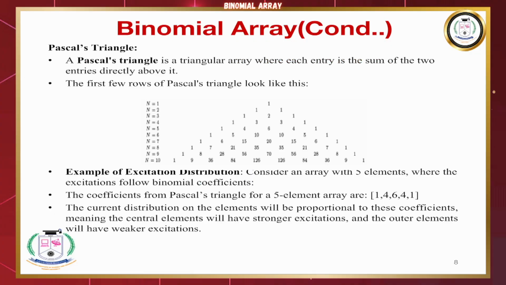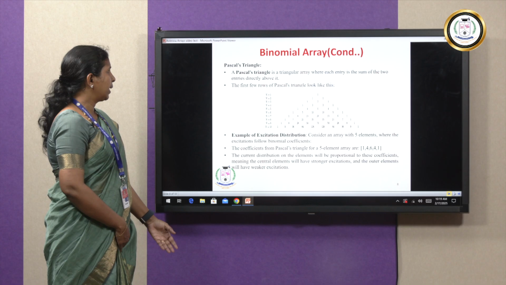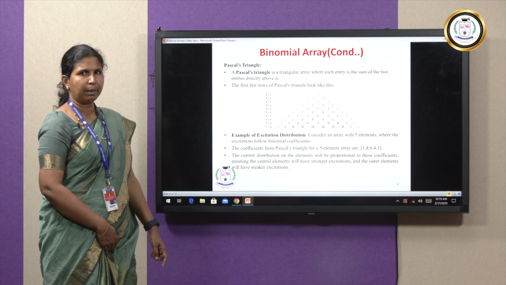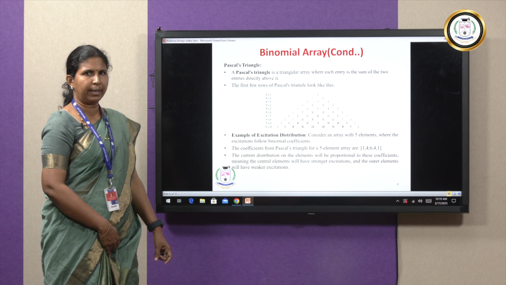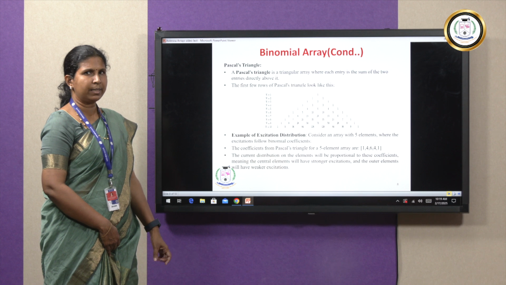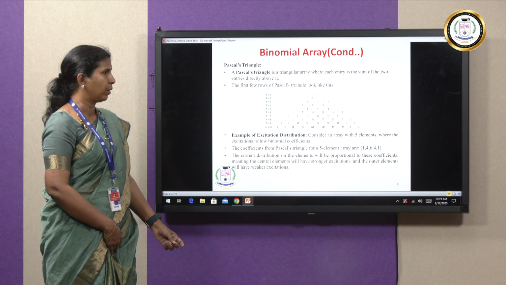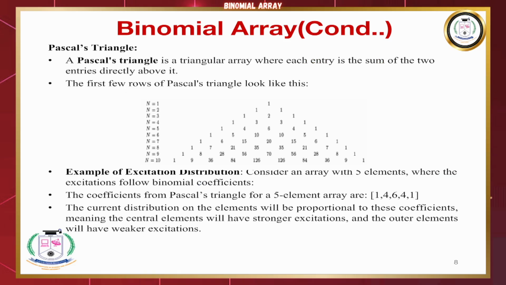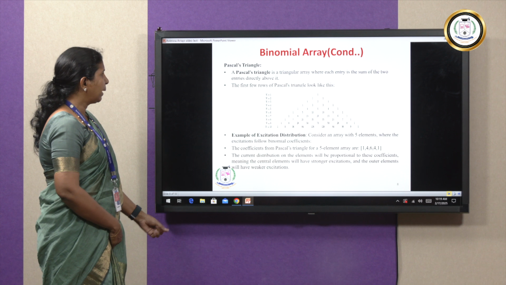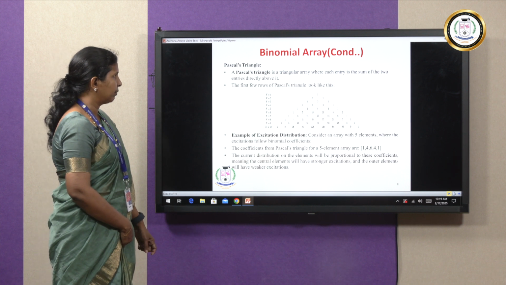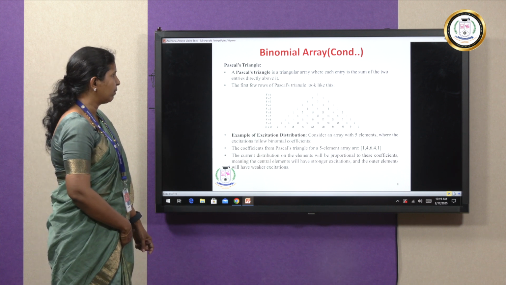The binomial coefficients can also be found using Pascal's triangle, a triangular array where each entry is the sum of the two entries directly above it. For example, if you are designing a binomial array for 5 antenna elements, the coefficients can be found using Pascal's triangle or by using the binomial expansion. From Pascal's triangle, for an array with 5 elements, the binomial coefficients will be 1, 5, 10, 10, 5 and 1.